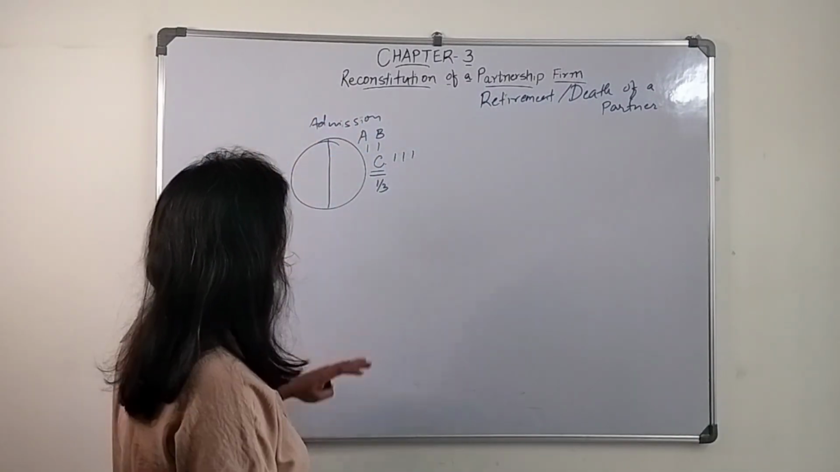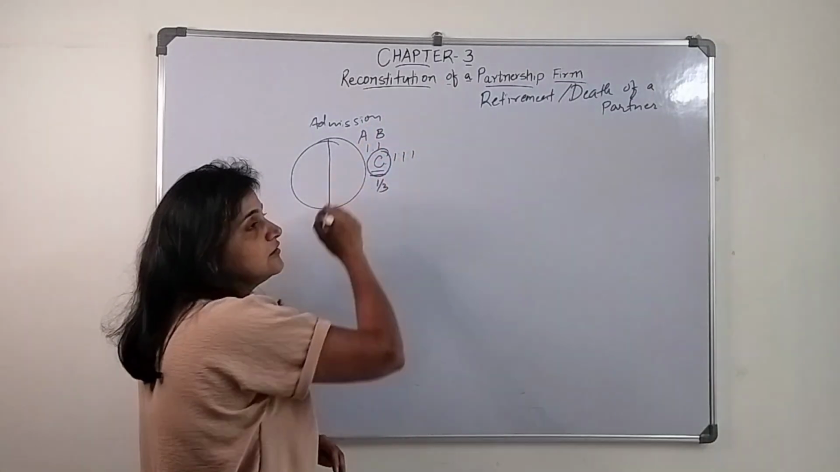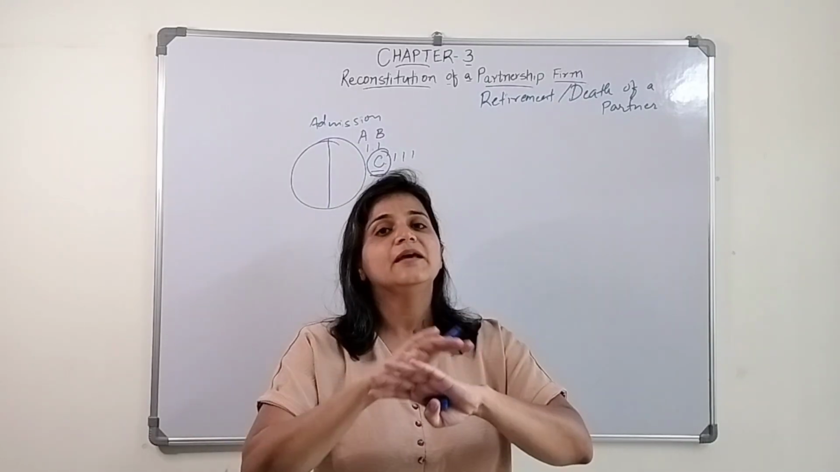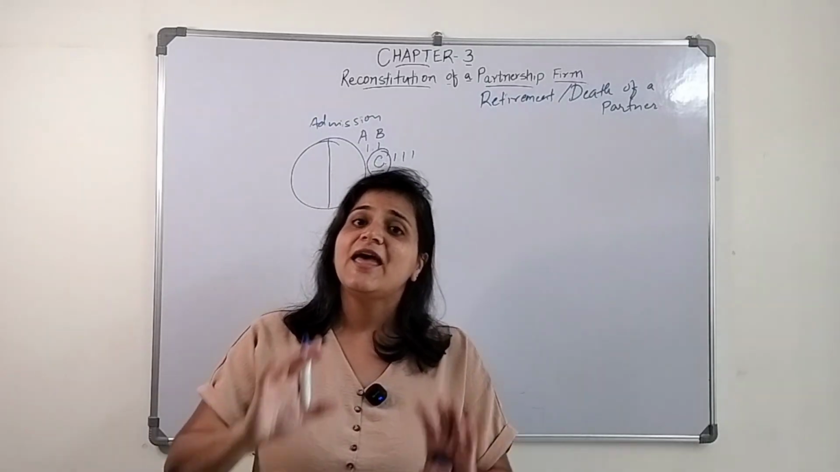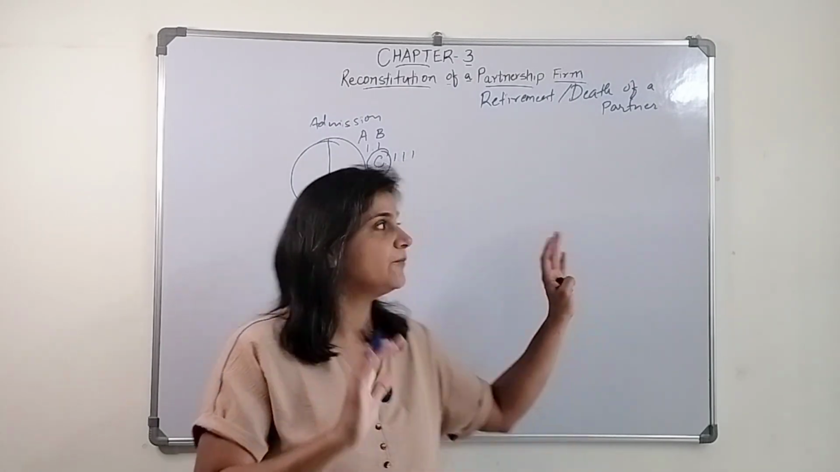So whatever belongs to A and B before C enters the firm, they first share it with each other, and then they allow C to enter into the business, into the firm.